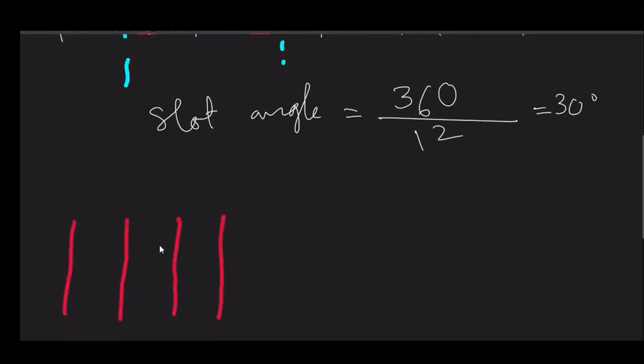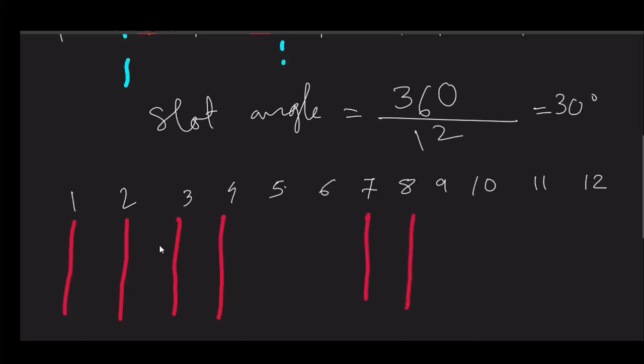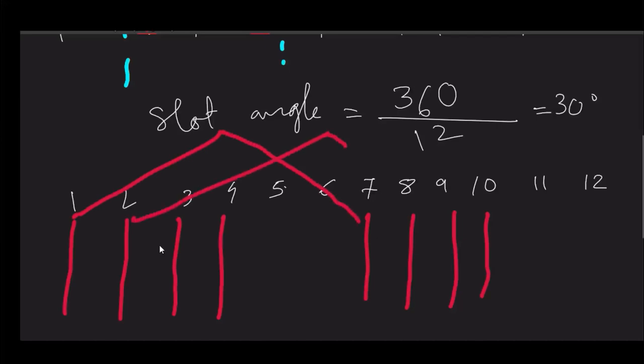Let us take this as 1, 2, 3, 4, and here it is 5, 6, 7, 8, 9, 10, 11, 12. So now, for 1 it is 7, 8, 9, 10. As I mentioned, this is a full pitch distribution, so 1 is connected with 7, 2 connected with 8, 3 connected with 9, 4 connected with 10.